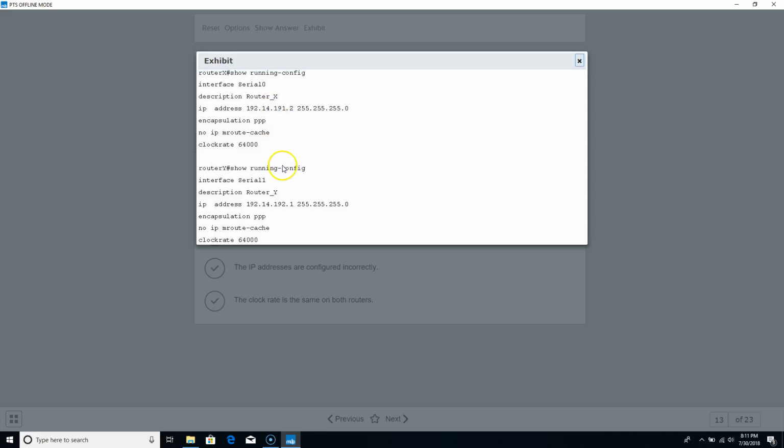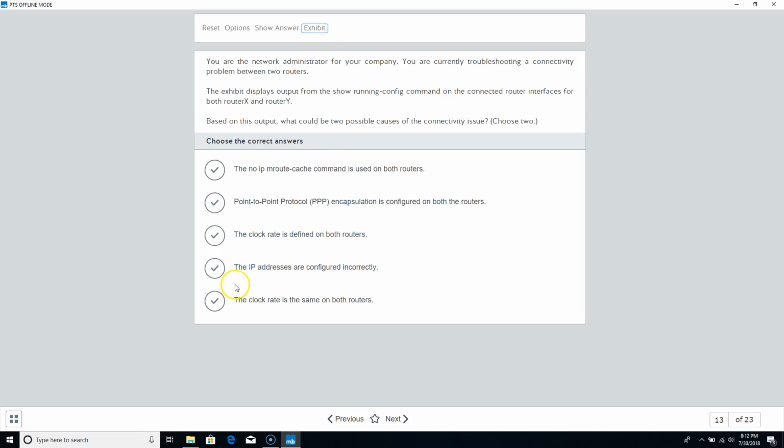Also the IP address, look at this. This is in a different subnet. So you cannot make a connection if they are in different subnets. So the IP addresses are configured incorrectly.